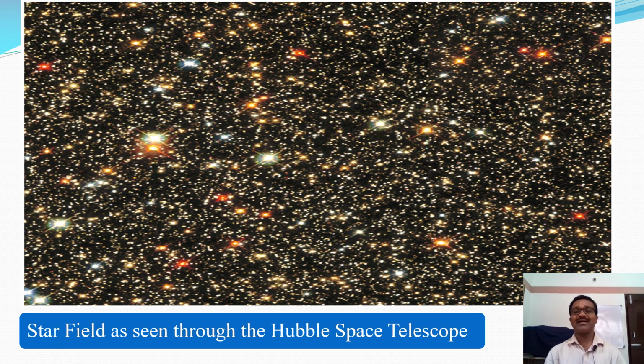When you look at the sky during the night, we are able to see innumerable stars. Look at this picture which is released by NASA. This is taken by the Hubble Space Telescope in one snap, that means one shot. It shows a star field as seen through the Hubble Space Telescope. Students, look at this picture.